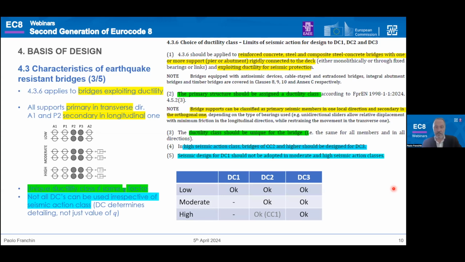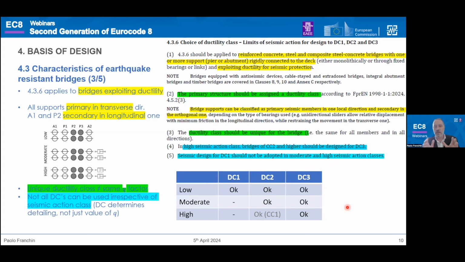But the ductility class, which comes along with detailing, should be the same for all the primary structures. A second important thing that we should note about ductility class is that you cannot use any ductility class in any seismic action class, irrespective of the seismic intensity. The code says that bridges in consequence class 2 or higher should be designed in DC3, in ductility class 3.